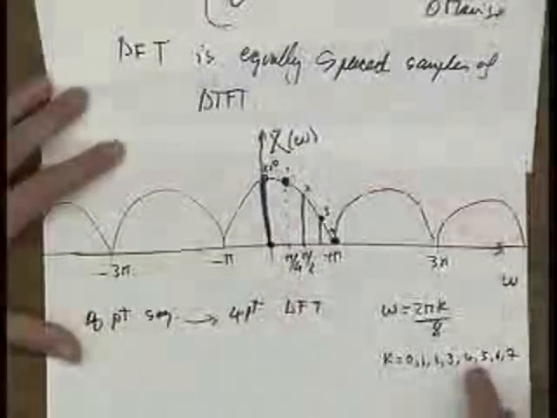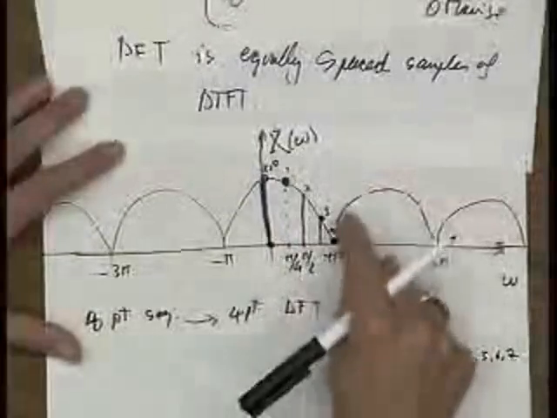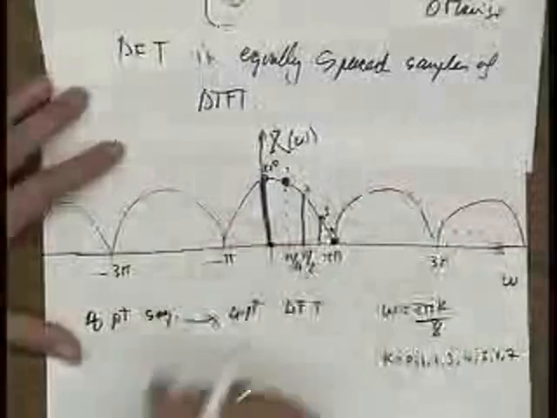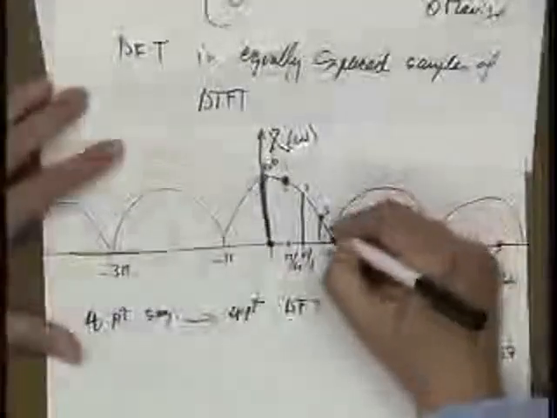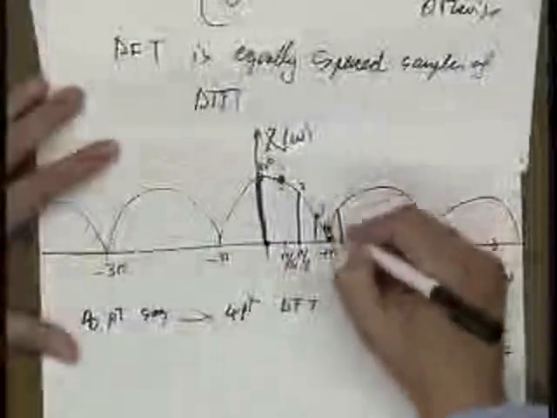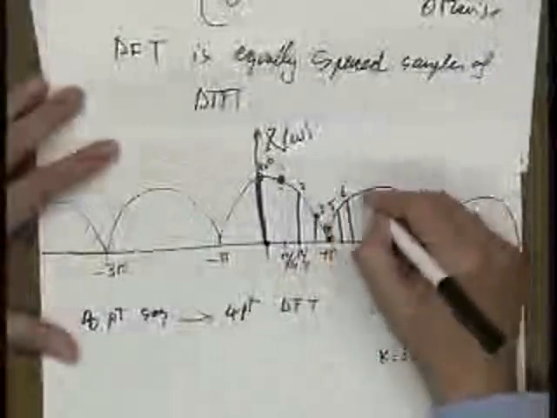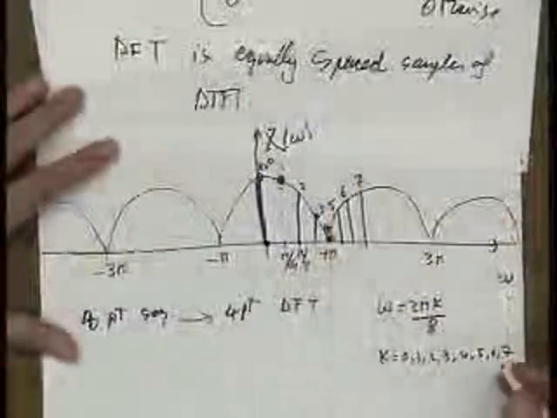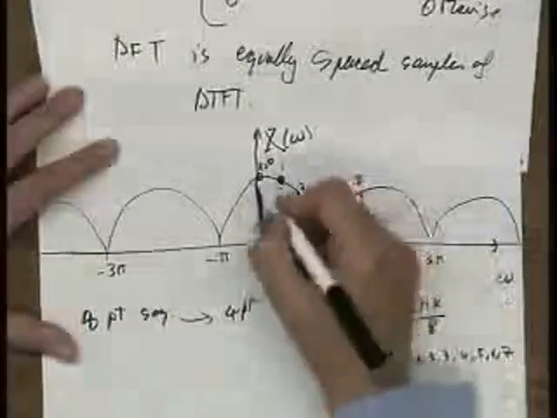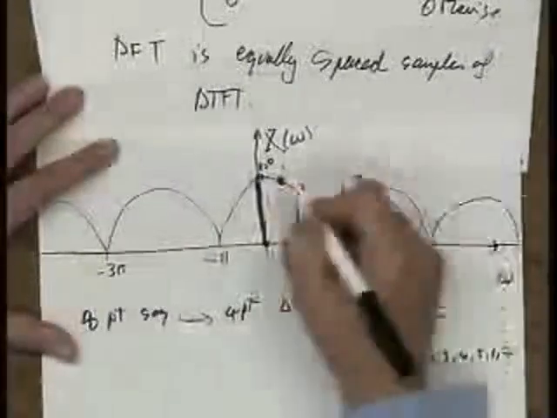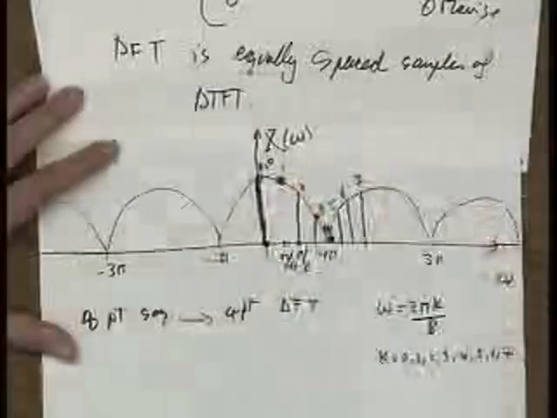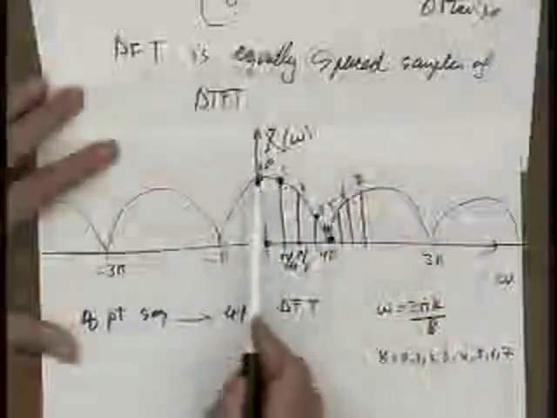K equals 5, I get 10 pi over 8, which is the same as this, since this thing is periodic. K equals 5, I get this point. 6, I get this point. And 7, I get this point. And 8, there's no 8, because 8 would have resulted in the same point as k equals 0. And that's perfect, right? So here are the 8 equally spaced samples of X of omega. They're pi over 4 apart. And these are my 8-point DFTs.